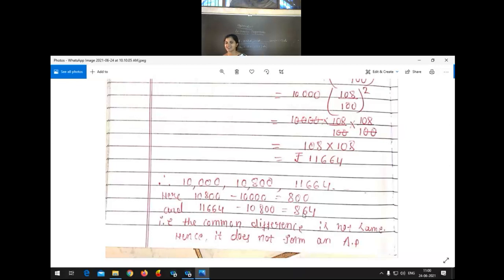Here only we can guess the answer. 800 and 864, we got the differences. The difference is not the same. So the common difference is not the same. Hence it does not form an AP. Got the idea of this one now? Yes, students. Do you have any other doubts in the first exercise?